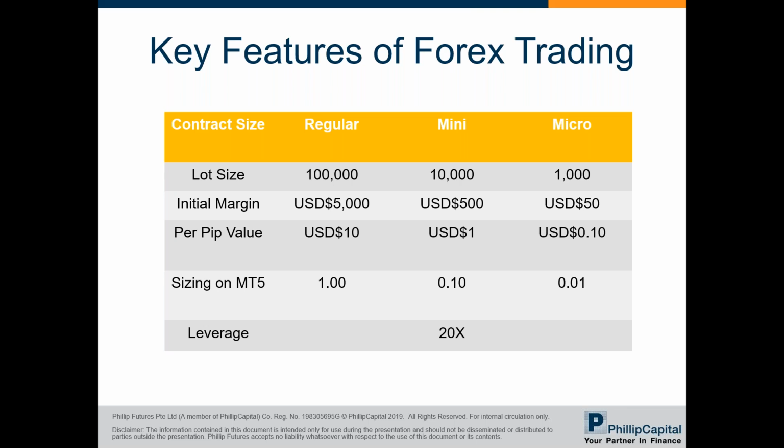Per pip value, as I covered earlier, if you went long on a regular lot of euro dollar and the price went up, you'll be in profit of $10. For the mini, it will be $1. For the micro, it will be 10 cents. And on MT5, the sizing when you place an order for the regular will be 1, the mini would be 0.1, and the micro will be 0.01.